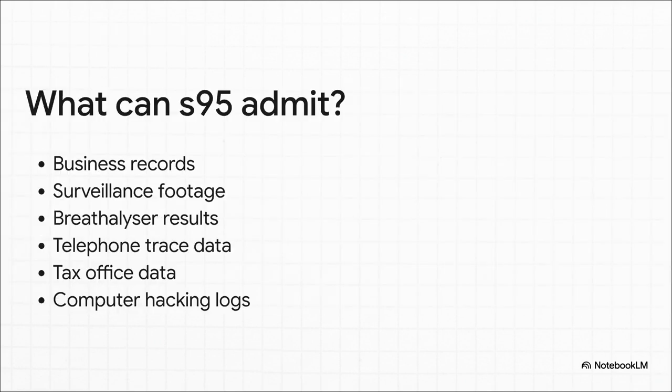And the sheer breadth of what Section 95 covers is just incredible. I mean, we're talking about everything from your standard business records and ATO data to the results from a breathalyzer, logs that trace a phone call, CCTV footage, and even forensic evidence of computer hacking. It is an unbelievably versatile and powerful tool in your kit.